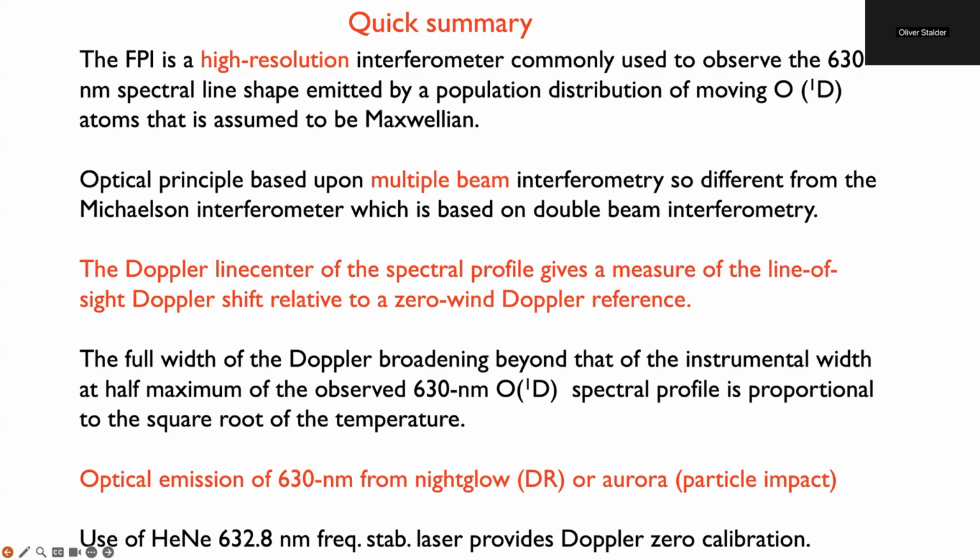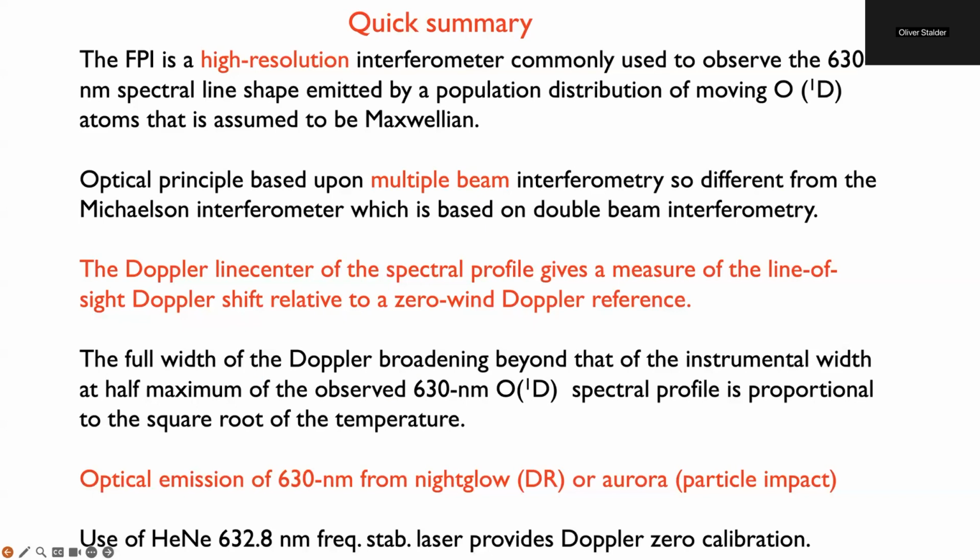The optical principle of the Fabry-Pérot is based on multiple beam interferometry. So it's different from the Michelson interferometer, which is a double beam instrument. So you just have two beams combining for a Michelson, whereas with the Fabry-Pérot you have multiple reflections between two mirrors that are parallel to one another, back and forth, so you end up having multiple beam interference taking place.